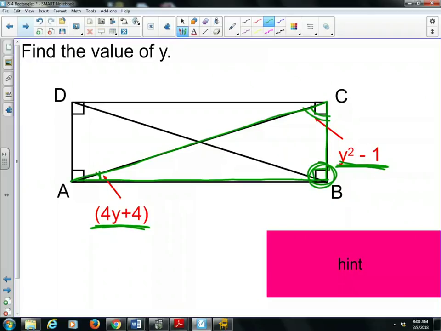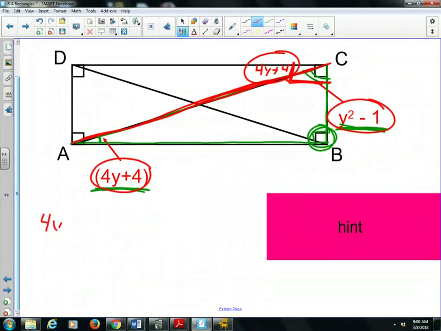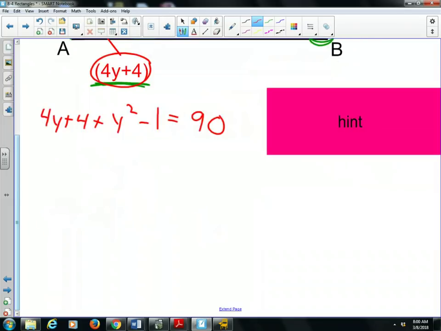Another way you could look at this is, because it's a parallelogram, one diagonal creates two congruent triangles. So this 4y plus 4, its alternate interior angle is right up here. It's also congruent, 4y plus 4. And now these two angles together make 90. Bottom line, this plus this equals 90 degrees. And then let's solve. 4y plus 4 plus y squared minus 1 equals 90 degrees. Let's solve for y, shall we?